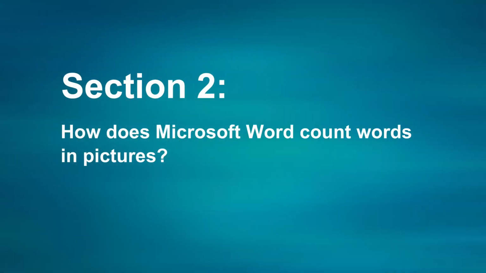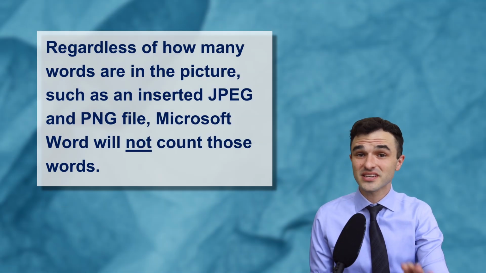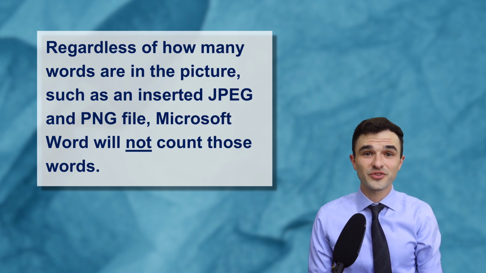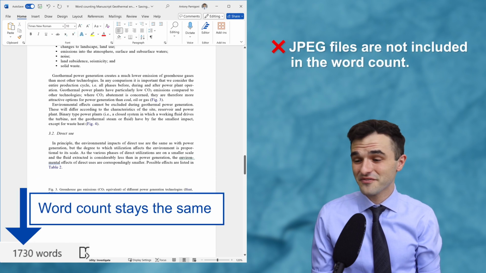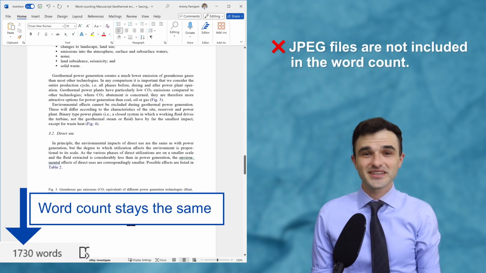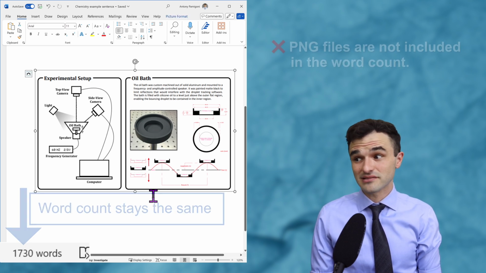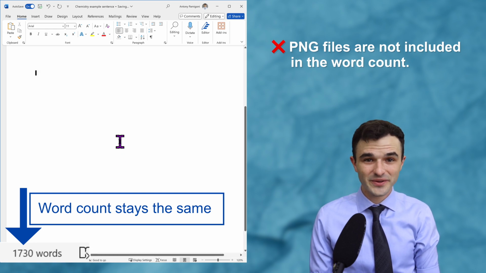Section 2, how does Microsoft Word count words in pictures? Regardless of how many words are in the picture, such as an inserted JPEG or PNG file, Microsoft Word will not count those words. Here is a JPEG of a graph. If I delete the JPEG of the graph, the word count stays the same. Let's do another example. Here's a PNG schematic. And if I delete the PNG schematic, the word count stays the same as well.